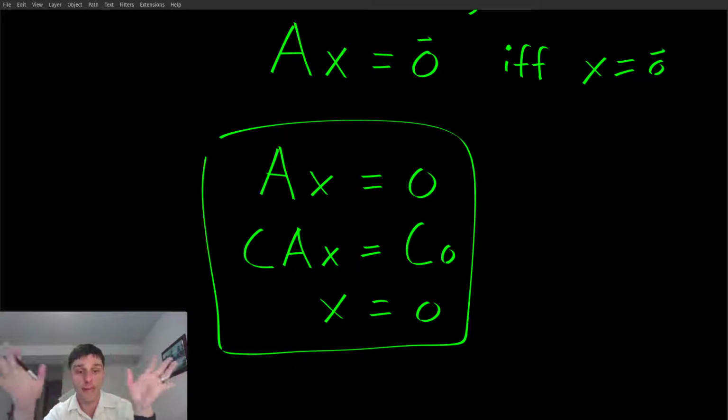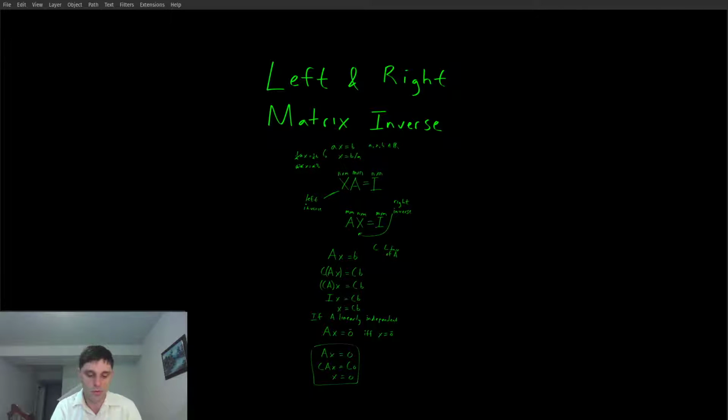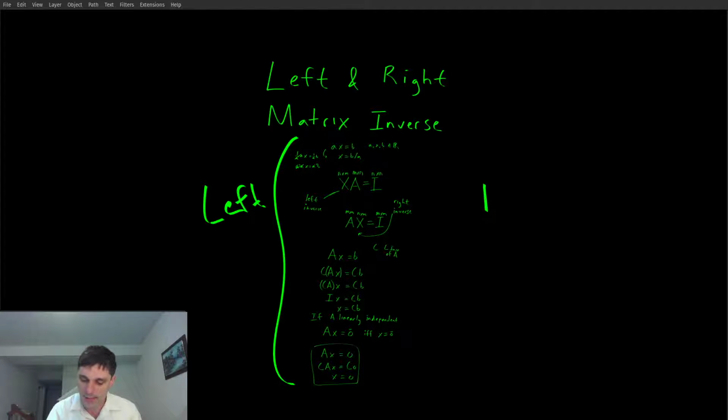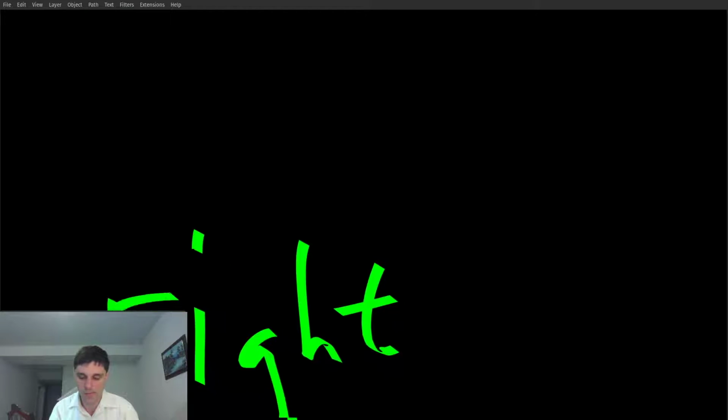But okay, all of that was left inverses. So now we're going to move all that aside. Okay, so this whole thing here was left, right? So now let's do right over here. Okay, so for right inverse, it's going to look very similar, but not quite, right?